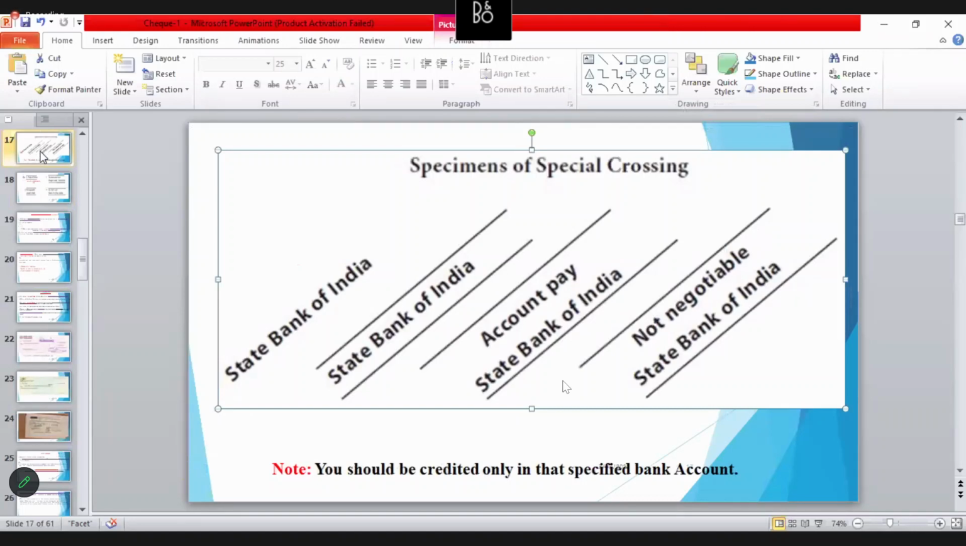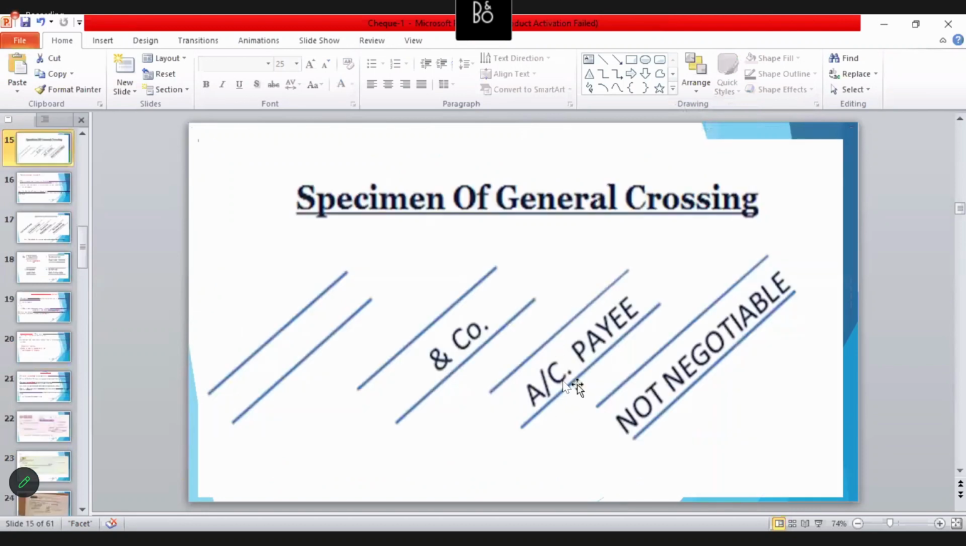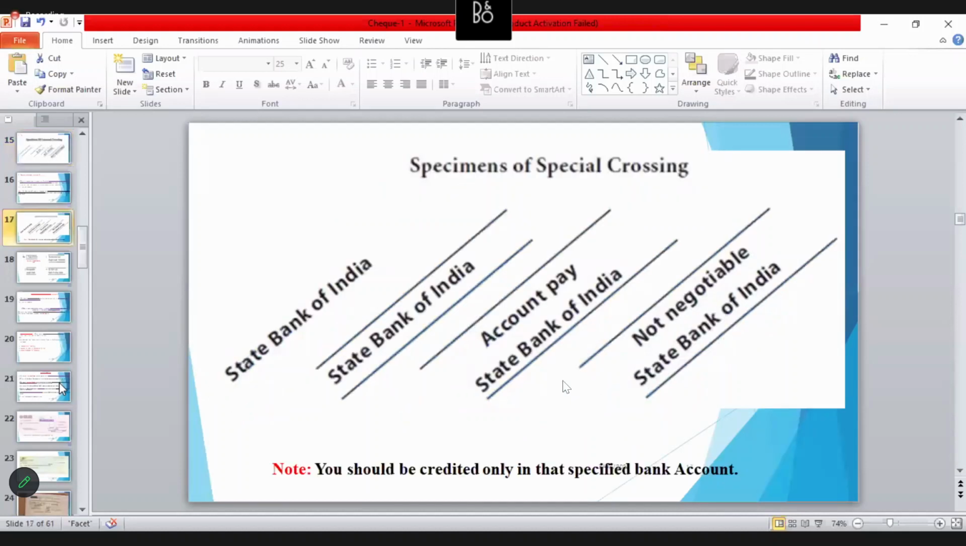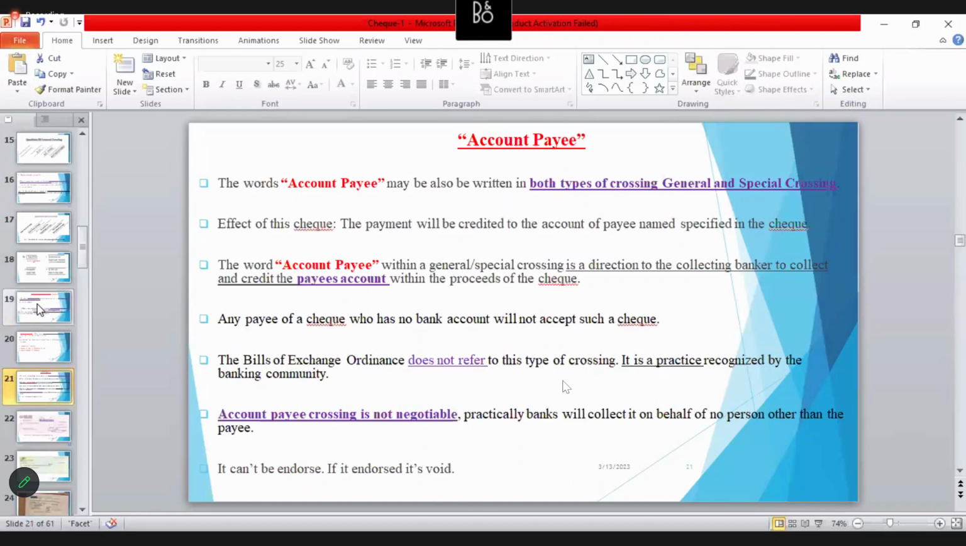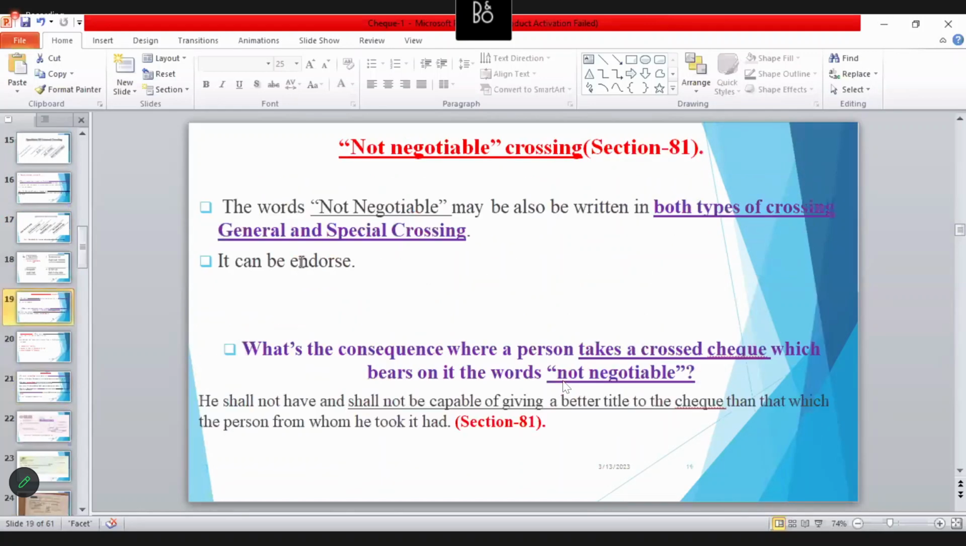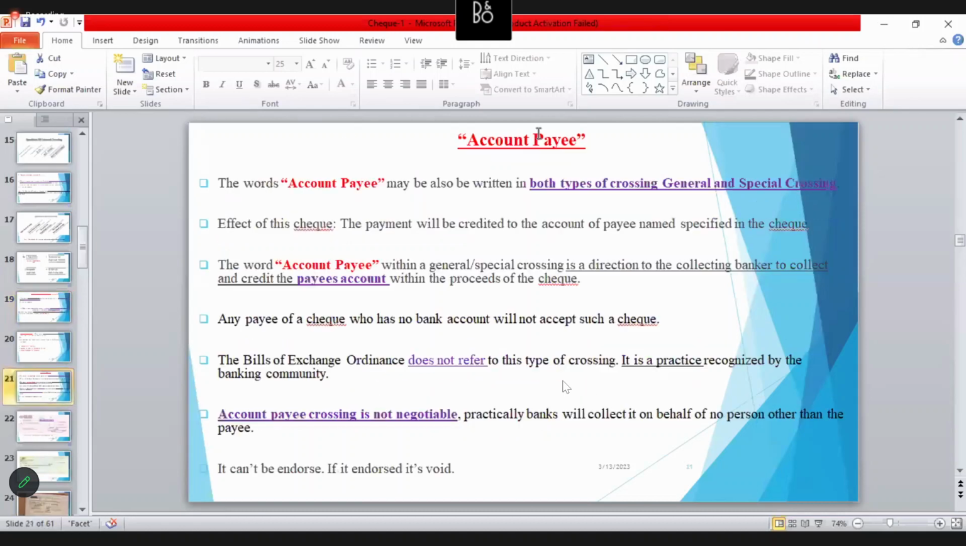Just go for a general crossing. See, in the general crossing also you can see the word account payee. So this account payee word you can see in the general crossing as well as the special crossing, right? Both types of crossing. This account payee word, like not negotiable also, you can see in the general crossing as well as the special crossing. The same thing, the account payee word also you can see in both types of crossing, that is general crossing and special crossing, right?